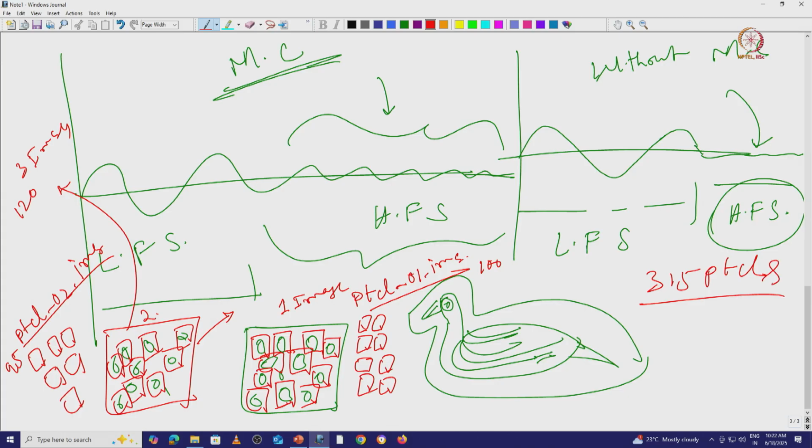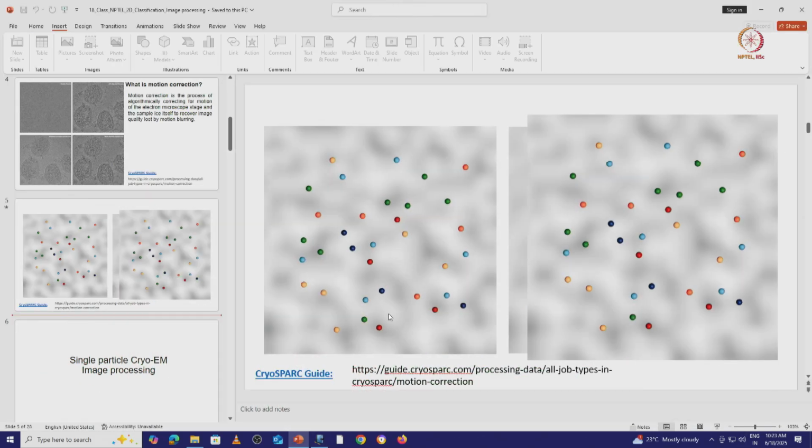This 315 particles is called the stack file, where we have all the particles together from these 3 images. Now if you have 1000 images and every image has 100 particles, you can imagine how many particles you are getting. That is called the stack file. That stack file we are going to use for 2D classification. What is that 2D classification? Let's take a look at the 2D classification.